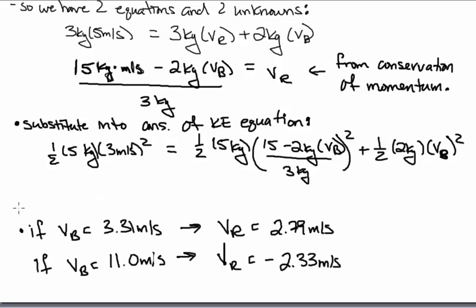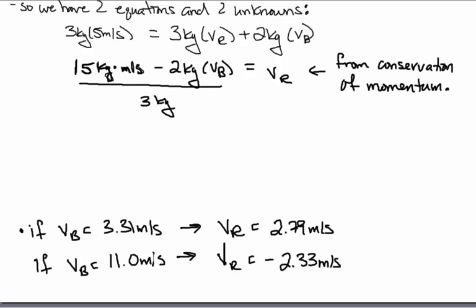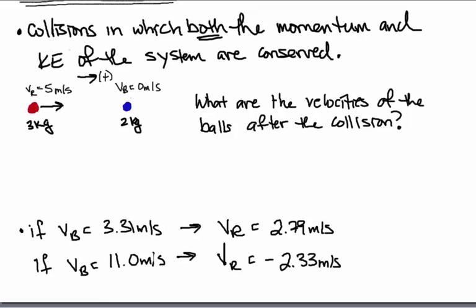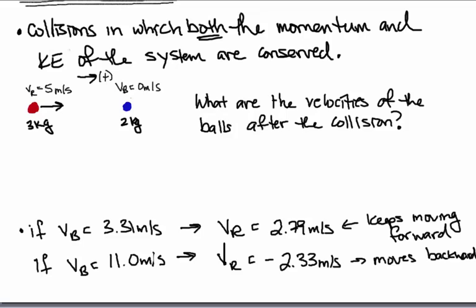But if it has a velocity of 3.31 and I plug it back into here, I'm going to get a velocity of the red ball of 2.79 meters per second in the forward direction. Whereas if it has a velocity of 11 meters per second, the red ball will have to actually move backwards, in the negative direction. So if it's 3.31, then the red ball will move forward. If it's 11, it's going to move backwards.